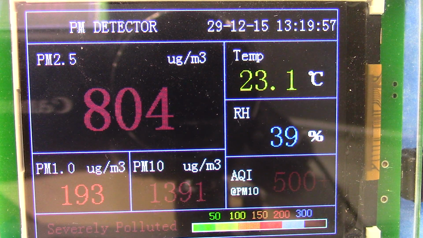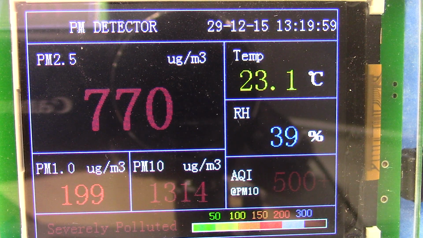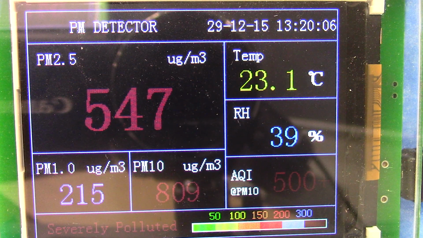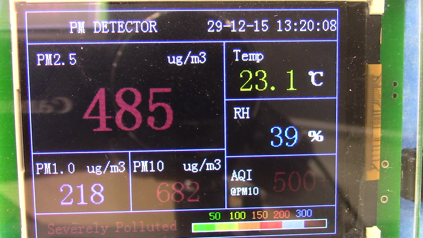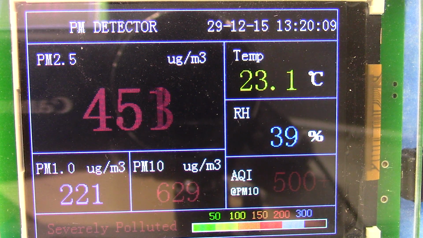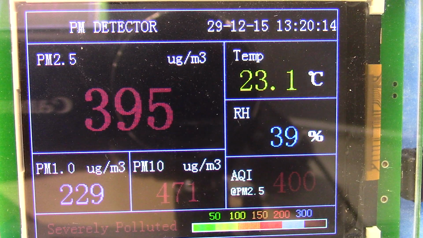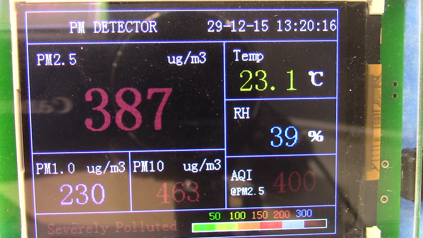It takes a little bit of time to equilibrate all the way back to the room. In fact, if I take this away from here, this should do it actually faster, right? So this is how we can monitor particulate matter in the indoor air.